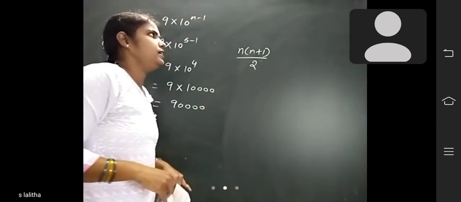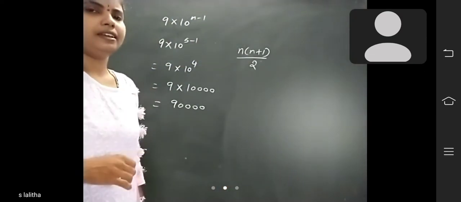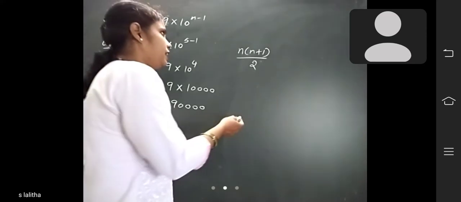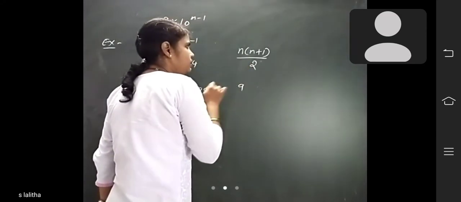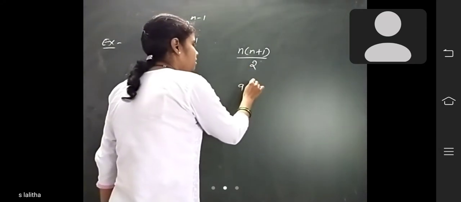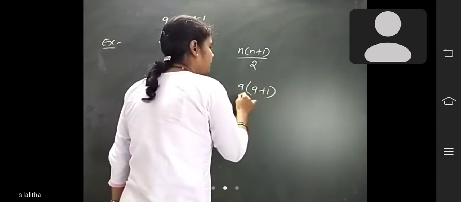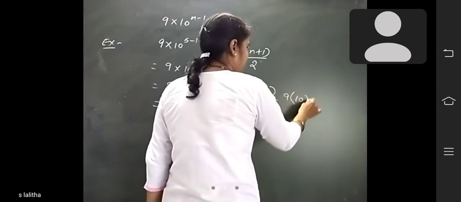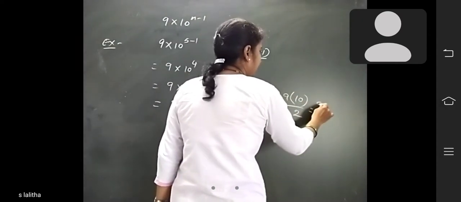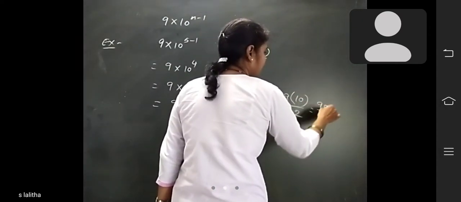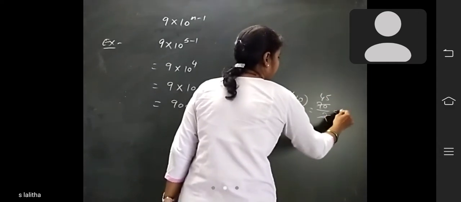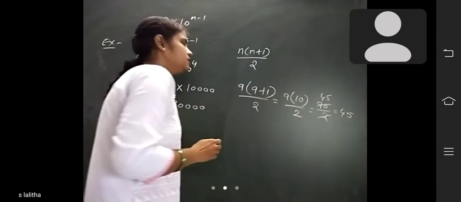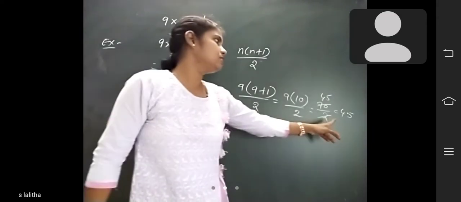Suppose you have to find the sum of 9 natural numbers. So 9 natural numbers means you have to substitute n with 9. So 9 into 9 plus 1, how much? 10, by 2. 9 tens are 90, by 2, 45. So the sum of the first 9 natural numbers is 45.